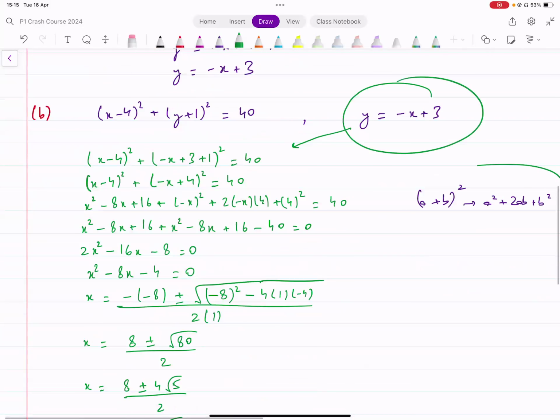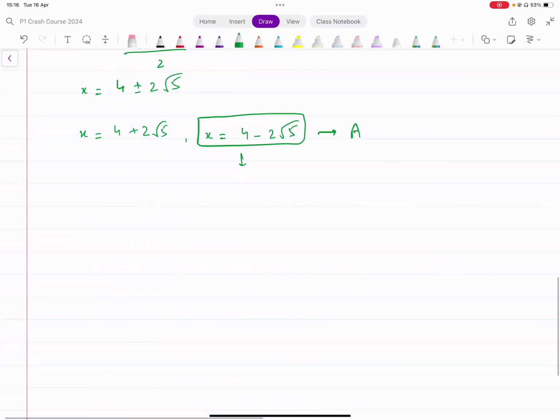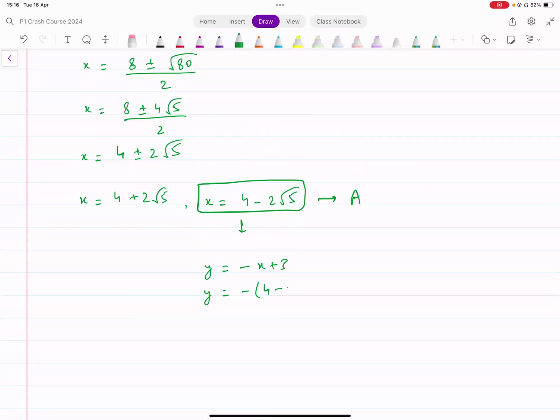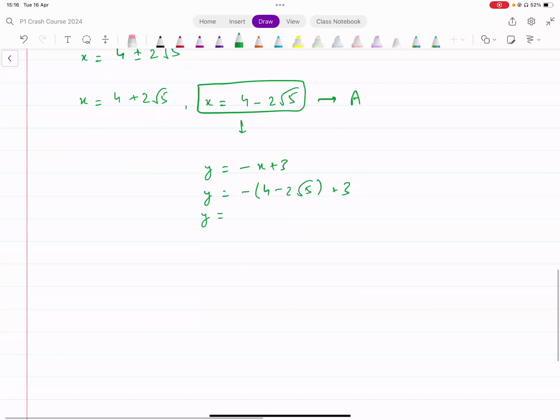You can put that in this linear equation, y equals minus x plus 3. To get the corresponding y coordinate, y equals minus x plus 3. And that gives you y equals minus, put this whole thing in brackets. Be careful about that. X is 4 minus 2 under root 5. Put that whole thing inside brackets like this. And now you simplify this. Y turns out to be minus 4 plus 2 under root 5 plus 3. And the y coordinate is 2 under root 5 minus 1.